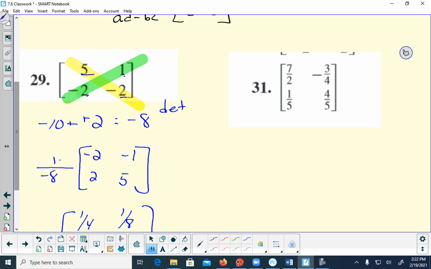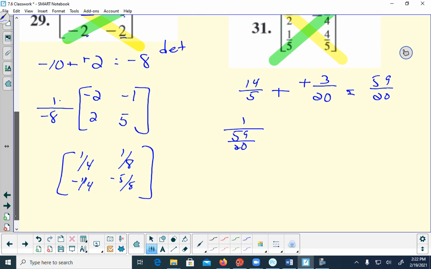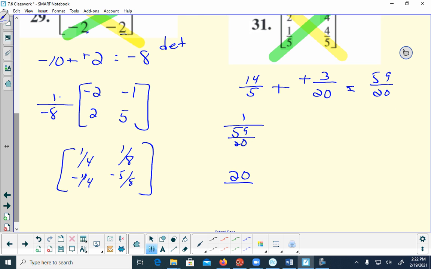All right, 31 is just chock full of fractions. So I am going to do that same thing where I do this minus this. So when I do that, I'm going to have 7/2 times 4/5, which I wrote as 28/10. I bet your calculator is going to give you 14/5. So let's write 14/5. And then minus a negative, and that's going to be a -3/20. So you're going to end up adding. And when I do this, I get 59/20. To find the inverse, I'm going to take 1 over 59/20, which is basically saying take the reciprocal. So I'm going to take that 59/20 and flip it over and make it 20/59.